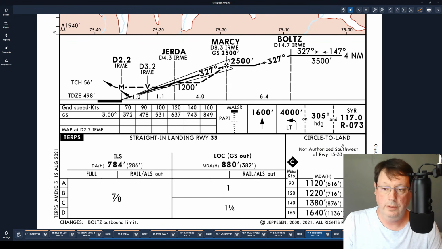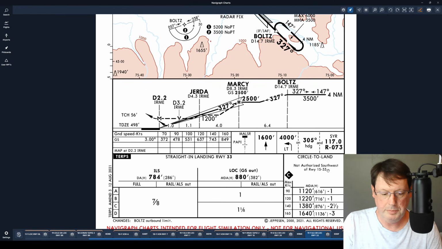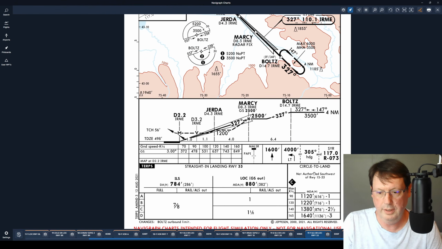So the circle to land minimums, you don't always have circle to land minimums. Oh, cool. I'm glad you love this stream. I'm loving this stream too. I could do this all day. I could sit here and talk about charts all day long, but I wasn't sure anybody else would want to listen to it.